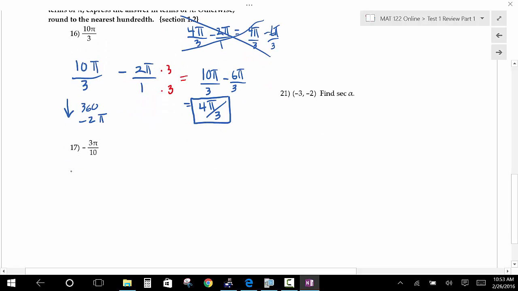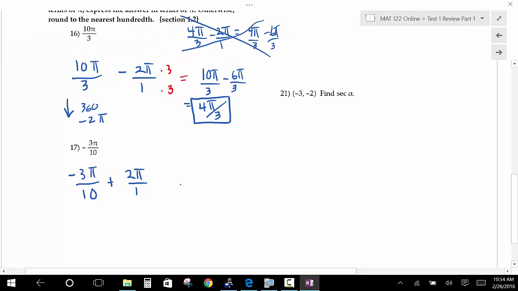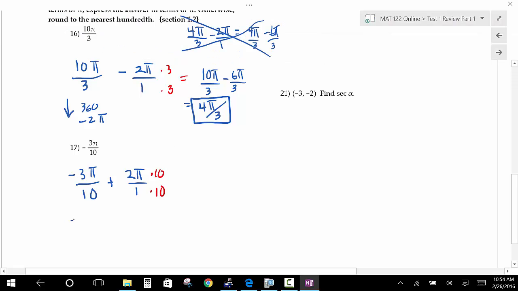Okay, and then the next problem, since it starts negative, we want to make that a positive coterminal. We add 360, but since we're dealing with radians, we want to add 2 pi to it like that. So when we do that, again, it's just common denominator time. So we're going to multiply that by 10 over 10. And then we'll have negative 3 pi over 10 plus 20 pi over 10. Should give you a positive answer. So that would give you positive 17 pi over 10. And that would end up being the smallest.